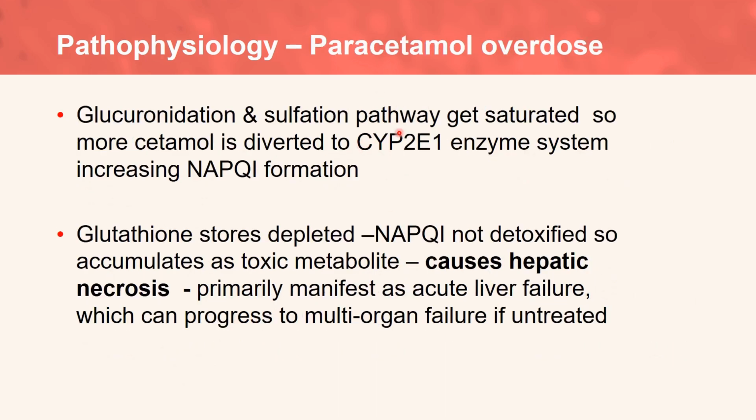Now let's see what happens if there is an overdose of paracetamol. Here the glucuronidation and sulfation pathways, which are non-toxic, get saturated. When they get saturated, more paracetamol is diverted to the CYP2E1 enzyme system, where there is increased production of NAPQI, the toxic metabolite, and glutathione stores are depleted in paracetamol overdose. So NAPQI cannot be detoxified, it accumulates and primarily causes damage to the liver. There is hepatic necrosis, leading to acute liver failure and even death if not treated in time, and it also progresses to multi-organ failure if untreated. So timely intervention is very essential.